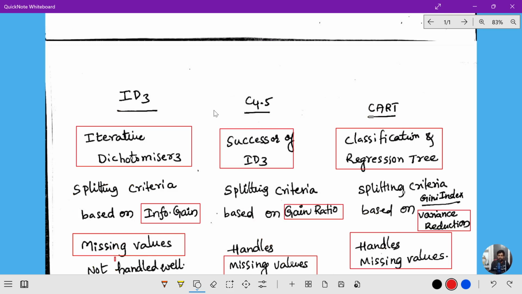Please remember, out of ID3, C4.5 and CART, CART is one of the most important and powerful mechanisms. This is all about the decision tree algorithms.